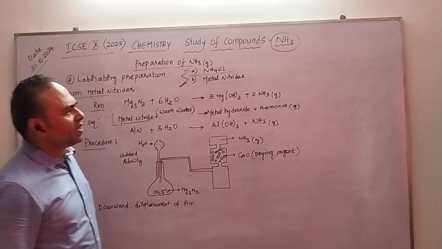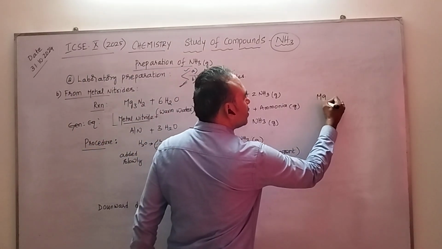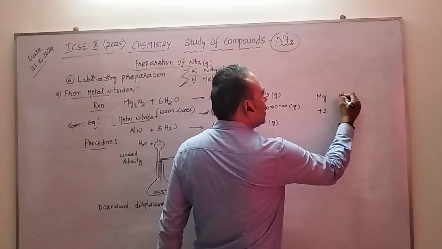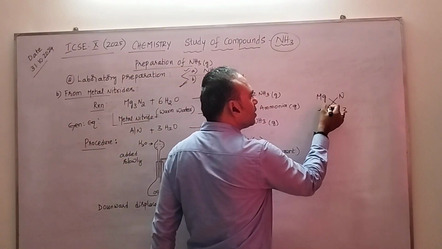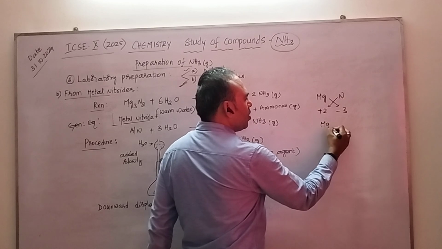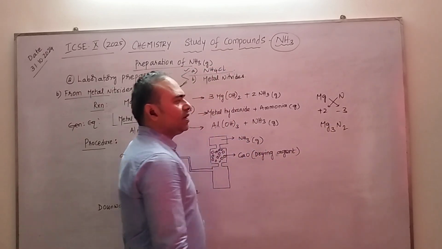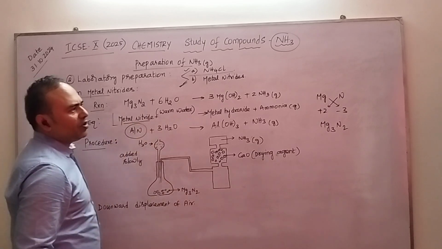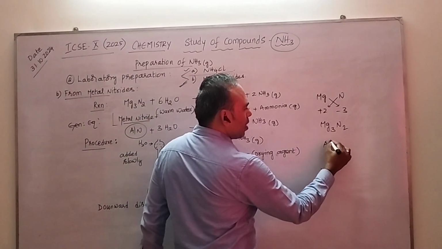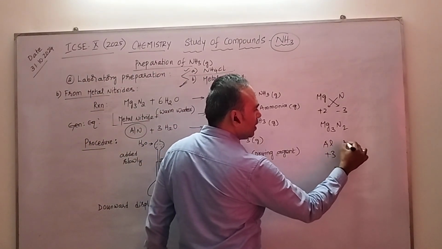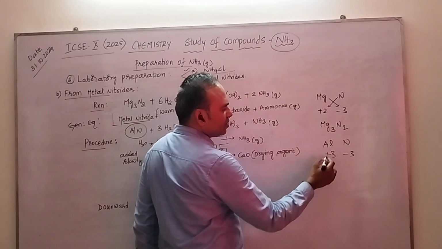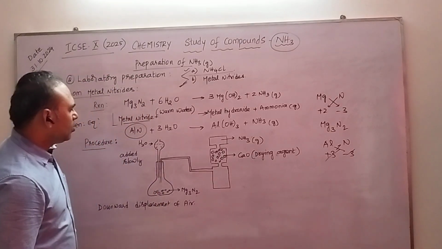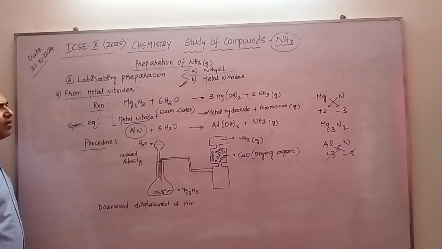Now first one is magnesium nitride. How do you get this? Magnesium oxidation state is +2 and nitride is -3. So you know the crisscross method. Therefore the formula of magnesium nitride is Mg3N2. Second example, aluminum nitride we can take. Aluminum oxidation state +3, nitride oxidation state -3. So if you take the crisscross method, you can cancel 3. So you get AlN. So hope you have understood.